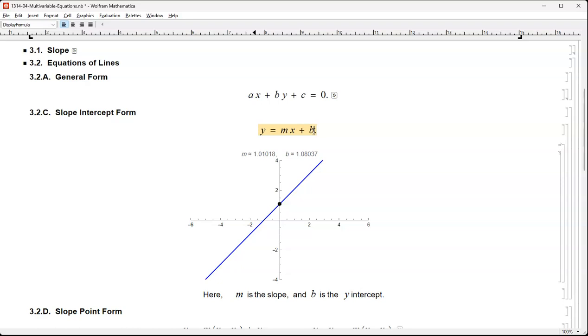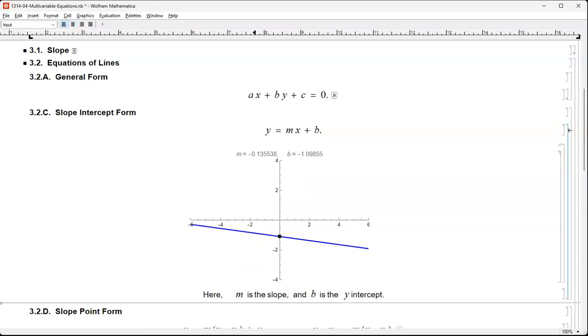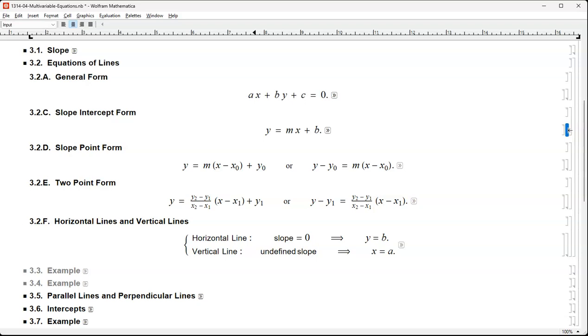One b is from general form, the other b is from slope-intercept form, and b is the y coordinate of the y-intercept, so 0 comma b, and then in this case m is 1.01 something, b is 1.08 something, and you can run it over and over again for various slopes and various y-intercepts. Those are slope-intercept form.